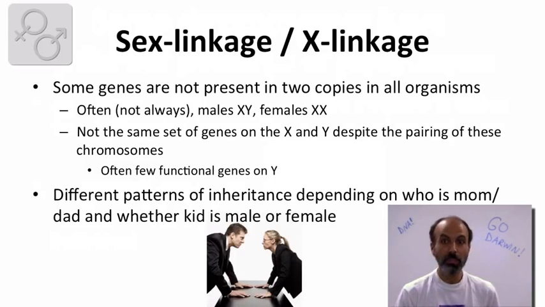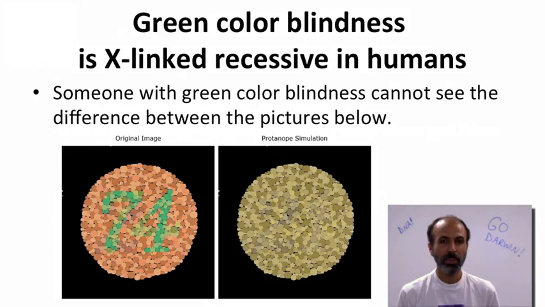Now I mentioned muscular dystrophy. Another example is green color blindness. Now this is an X-linked recessive in humans, meaning that if you're a female and you have two copies of this particular mutation, then you will be colorblind. Males only get one because it's on the X chromosome. So if they have the one copy, they are colorblind.